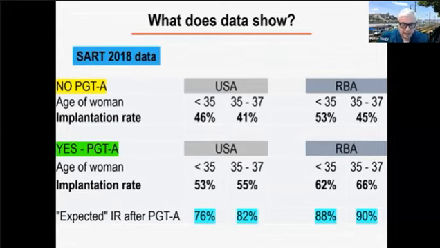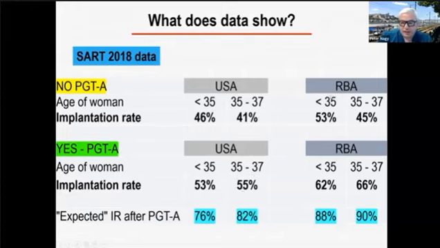From 2018, it shows that for patients younger than 35, the implantation rate was 46% for those that had no PGTA, no biopsy. In the same patient population, if they had PGTA, the implantation rate improved to 53%. For the age group 35 to 37, the implantation rate was 41% without PGTA, and it increased to 55% after PGTA.